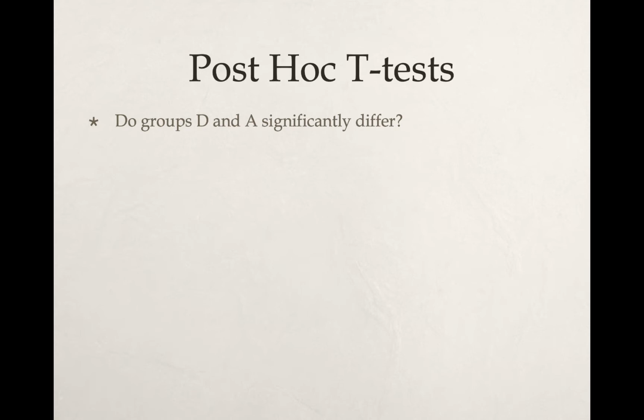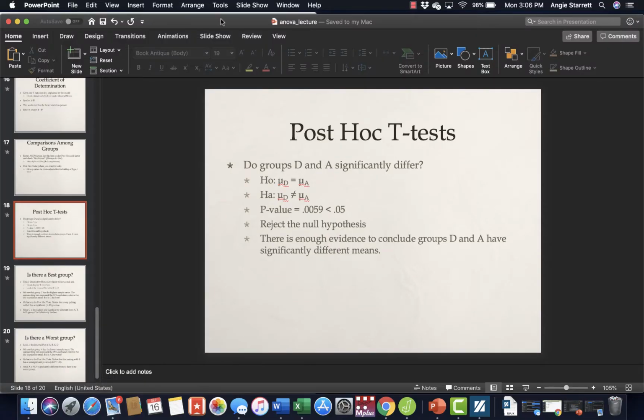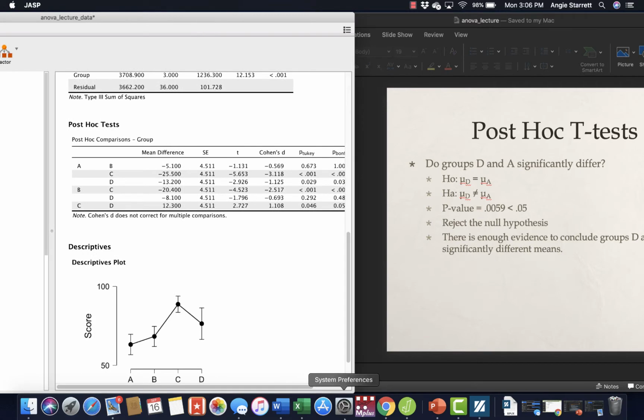And so here's a question. Do groups D and A significantly differ? We would have our null and alternative hypotheses here of mu D equal to and not equal to mu A. And let's go over here to D and A.